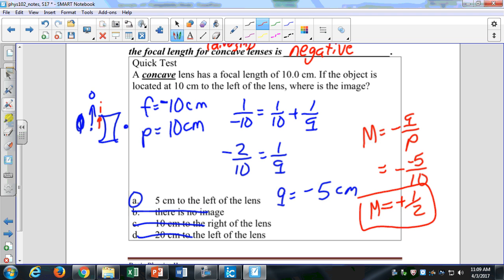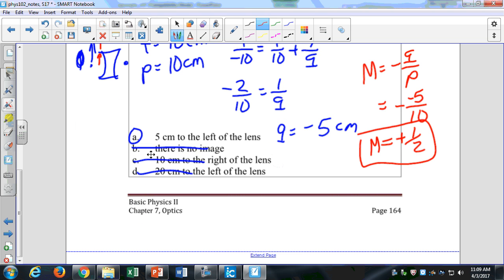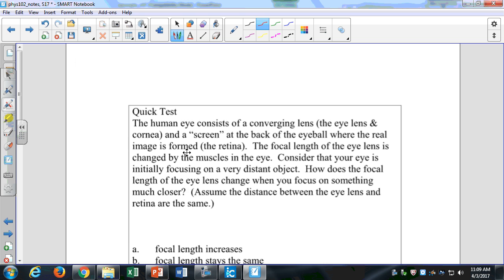You can see similar questions, kind of like you did before, where you have to know what type of image is being formed by what type of lenses. And we'll go over that with your ray diagrams. That'll help you. All right, let's try one more, and we'll do a few more quicker questions.